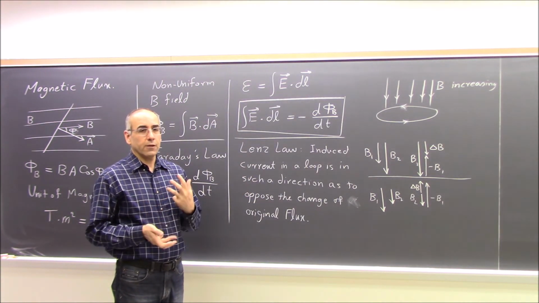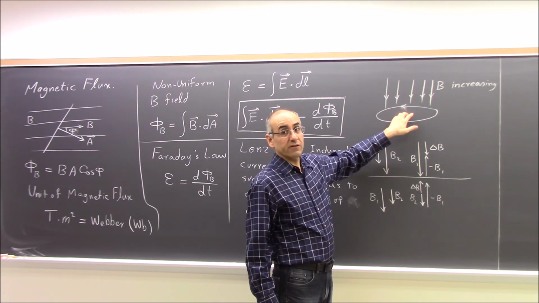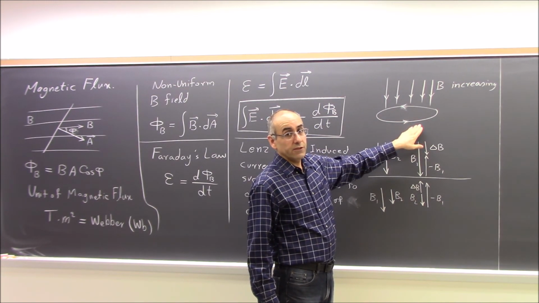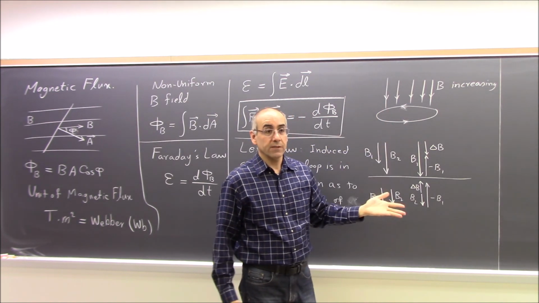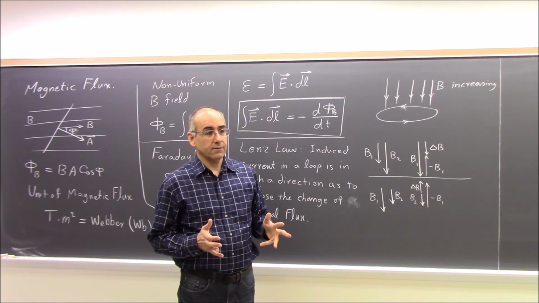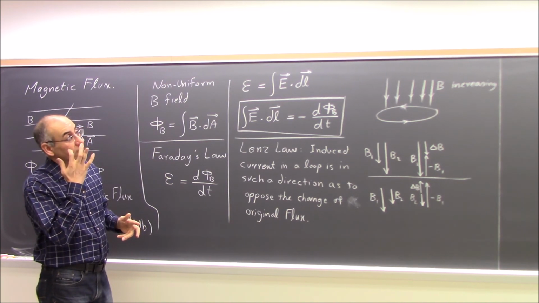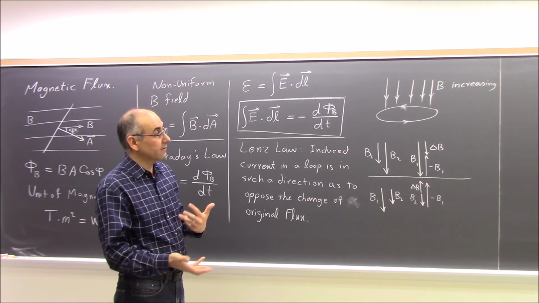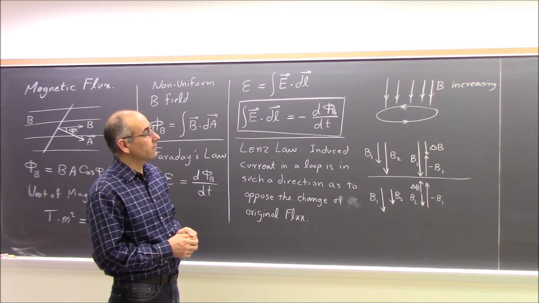And there's a shortcut to that. You can say that if the flux in any direction is increasing, the magnetic field of the induced current opposes the original. If it is decreasing, it supports it. The induced current doesn't want the flux to change. So if the flux increases, it opposes it. If it's decreasing, it supports it, to not make a change. All right, so this is Lenz's law.